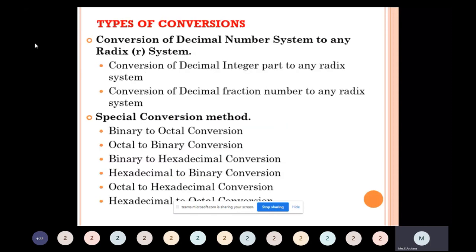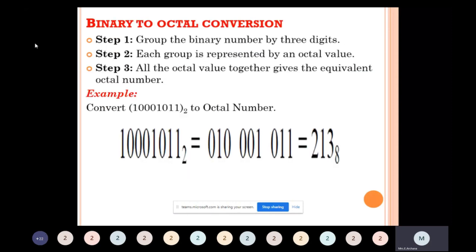Other type of conversion will be decimal to any radix. There will be two parts. We follow a separate procedure for the integer part and a separate procedure for the fractional part. We will see in detail. And then special conversion methods. It is very simple. Special conversion will be binary to octal, octal to binary, binary to hexadecimal, hexadecimal to binary, octal to hexadecimal and hexadecimal to octal. These are the types of conversion. Let me see one by one in detail.